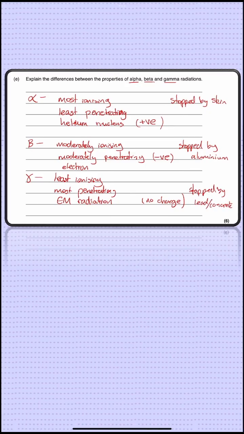You can't talk about wavelengths because they don't have different wavelengths. Only gamma is a wave. The other two are particles. I think you're getting confused between radioactivity and waves, electromagnetic waves. You're thinking about the electromagnetic spectrum. If that was the question, you can talk about wavelengths, but not this one, because these aren't waves. Only one of them is a wave, so you can't talk about wavelength.